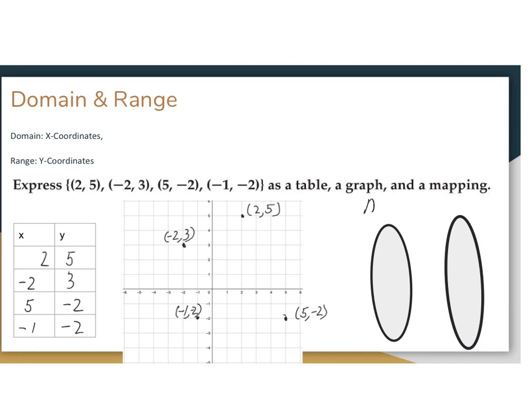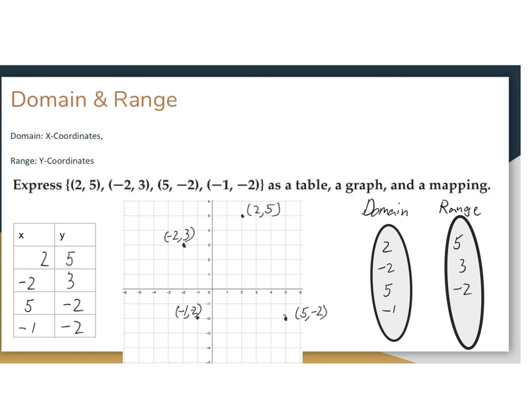So we have our domain and our range. So we are going to put in our domain our x values: 2, -2, 5, and -1. In our range, we're going to put our y values, which are 5, 3, -2. And since we have -2 twice, we can just put that in once.